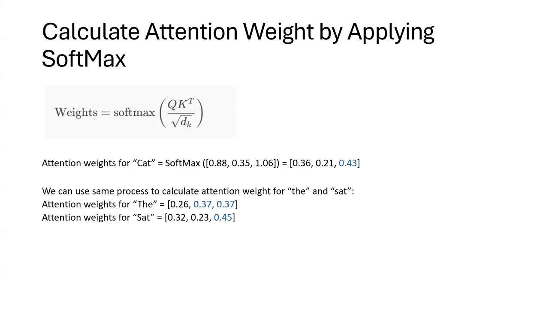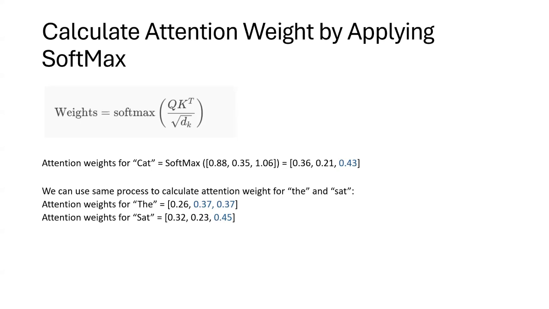The same way, we can get the attention weight for the and the attention weight for SAT. Here, if you see the attention weight for SAT, what happened? Its attention weight with respect to the is very low, 0.32. Its attention weight with respect to cat is lowest, and its attention weight with itself is highest, right? Because no other word is being calculated after this. Only these three are there in the input sequence, and it has just been predicted after cat, so there's no chance of getting cat after it. That's why the score represents this.